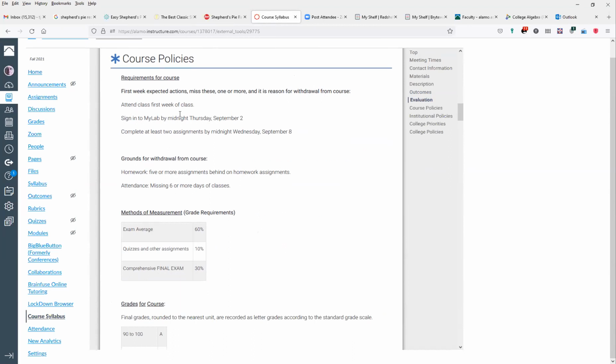Requirements for the course. You were expected to attend class the first week of class. If you miss one or more, then it's reason for withdrawal from the course. You have to sign into MyLab, but these two restrictions here deal with MyLab, and so those are out the window.